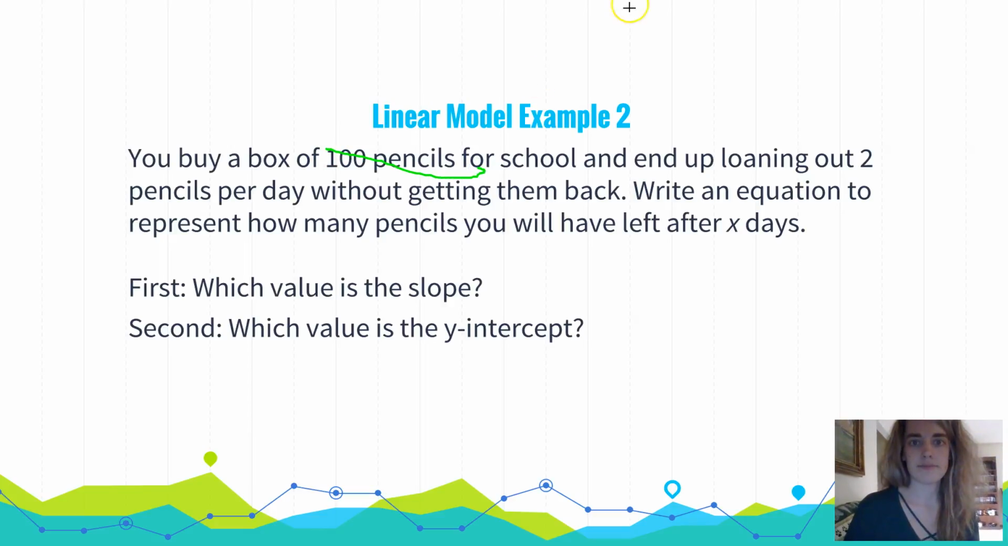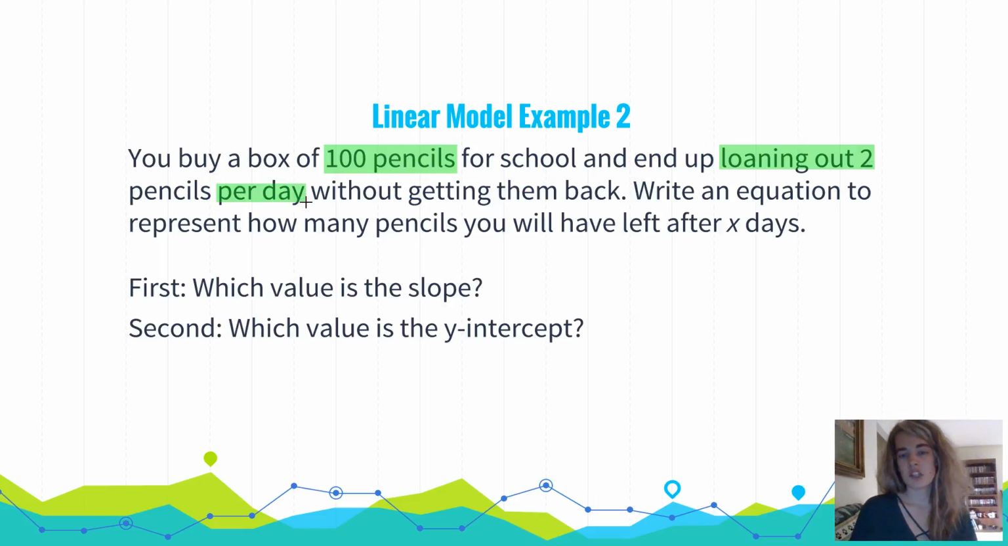That's not what I want. Highlighting tool. 100 pencils. And it says you loan out 2 per day. And you don't ever get them back. So we need to write an equation to represent how many you have left after X days. Okay, another key thing there, X days. So whatever X is, that's related to the number of days that have passed.